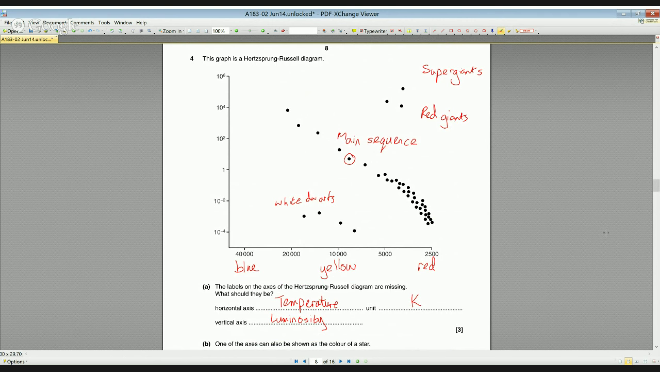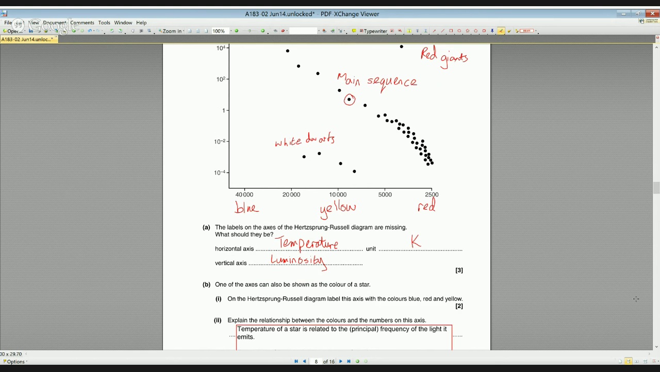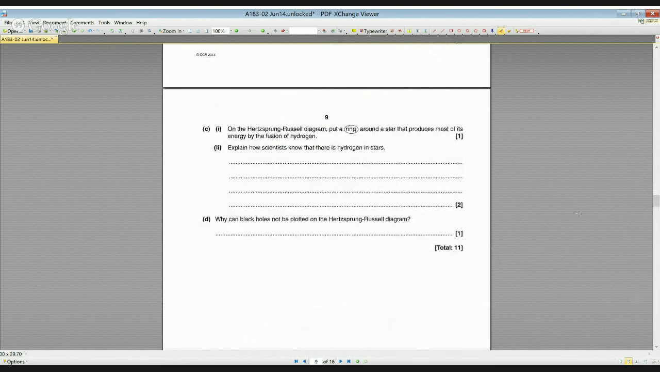Towards the end of its life cycle, it runs out of hydrogen, and that's what causes it to become a red giant, and then at which point it starts fusing the heavier elements. And then once that's run out, the star will die and become a white dwarf. You should be aware of the life cycles of both small stars and large stars, and in fact, there's a question coming up later in this paper that addresses that, so I'll save that for later.